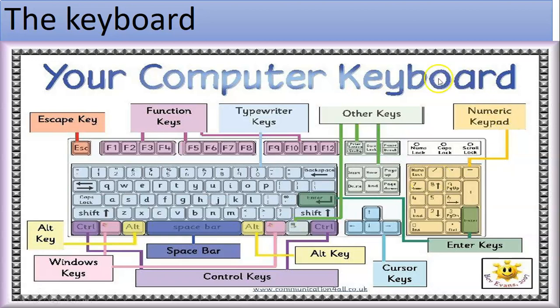Then you have other keys over here. Then you have the numeric keypad. Numeric keypad has all numbers. It is like a small calculator, children. Then you have an enter key here. Then these are the cursor keys. Then this is your alt key. It's a special key. There are two sets of alt keys. Then you have the space bar.